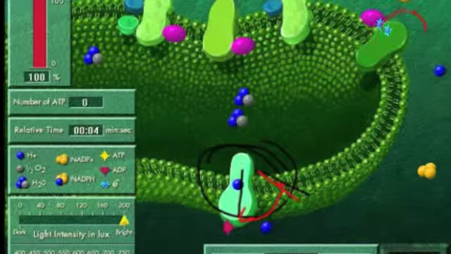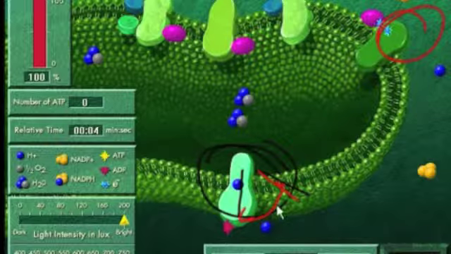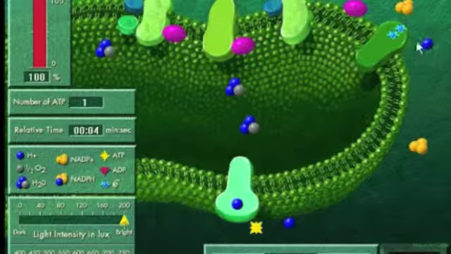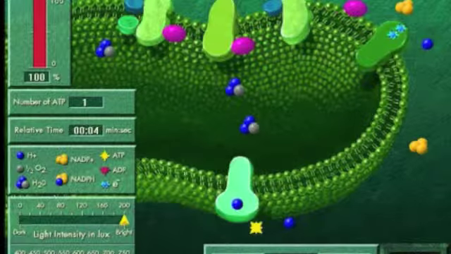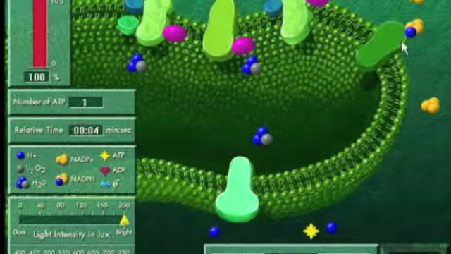Also over here, we're going to have something happening. Let's see what happens. Okay, ATP has been formed. Your first section has formed. Now over here, we're going to have NADPH forming right there. That is the other energy-containing molecule that is made by photosynthesis.